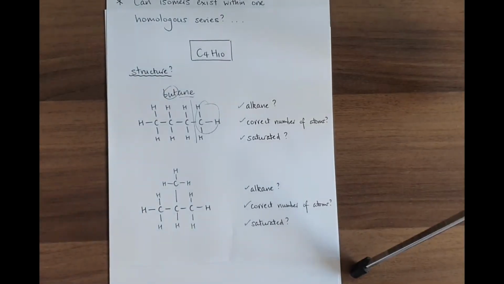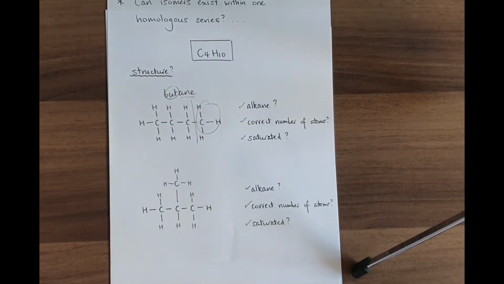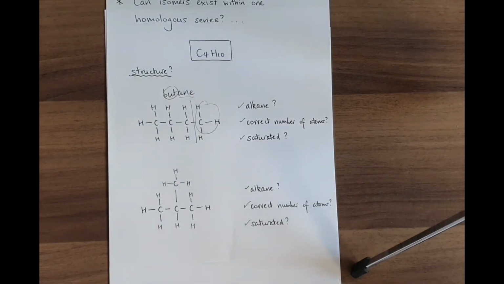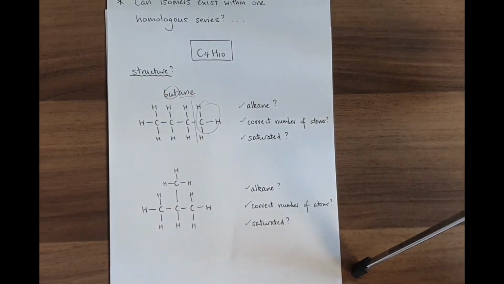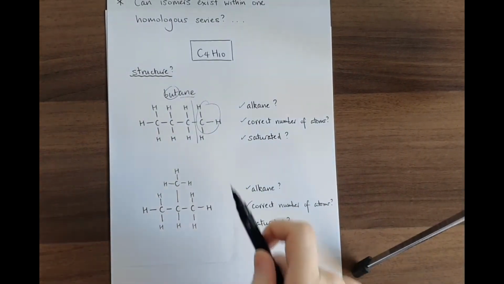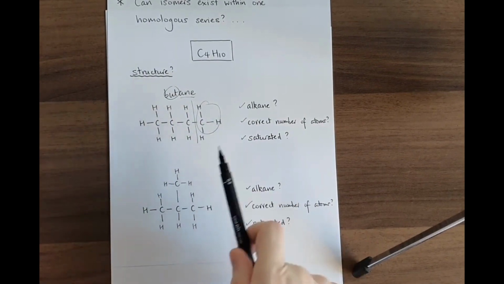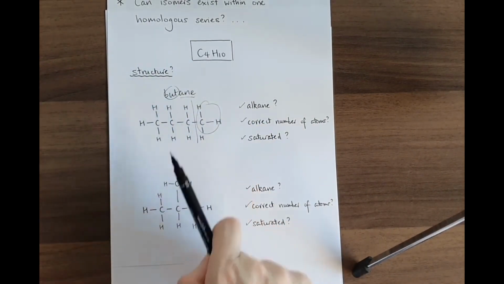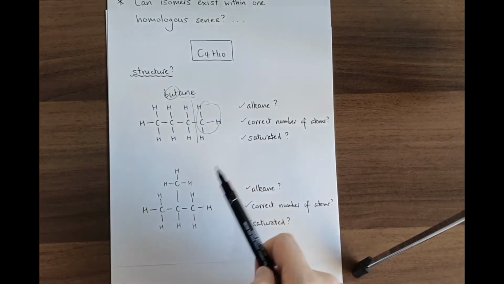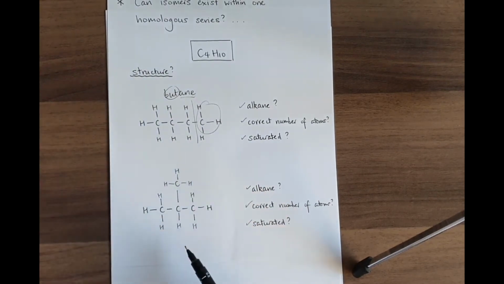In the previous video, we found out that we can in fact have isomers, which were, remember, the same molecular formula but a different structural formula between compounds. We can have isomers existing within one homologous series. And in that video we looked at C4H10, which was an alkane, but we found that we could draw it in a couple of different ways. We could give it a couple of different structures.